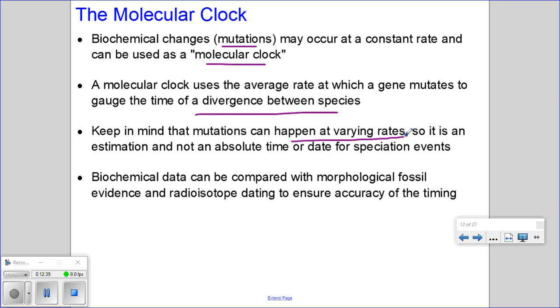Now, molecular clocks do have to be calibrated, and this biochemical data, these mutations, are compared with morphological fossil evidence and radioisotope dating to ensure accuracy of the timing. So that clock is calibrated relative to the fossil record and radioisotope dating. If the mutations or the changes in DNA match up with what the fossil evidence says, it indicates a close relationship.